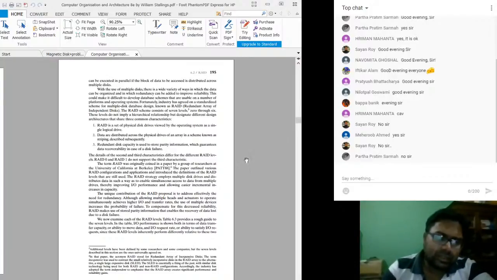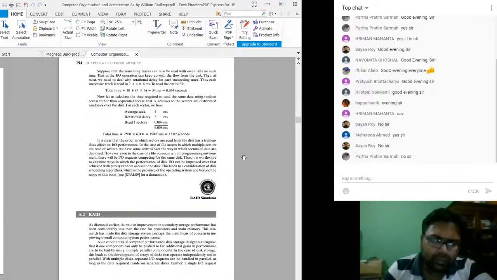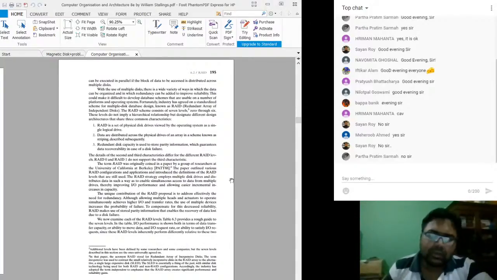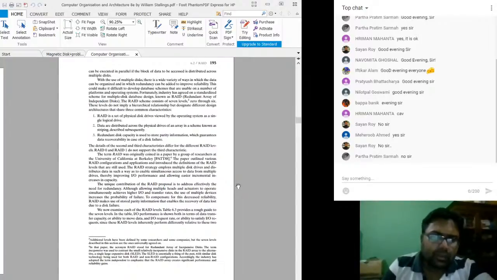So RAIDs are actually an arrangement of multiple disk systems. Although the overall system will see this entire thing as a single logical unit, actually it will be a combination of multiple disks. You can see the advantages and everything given over here.